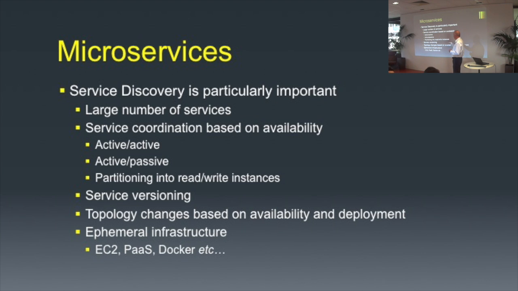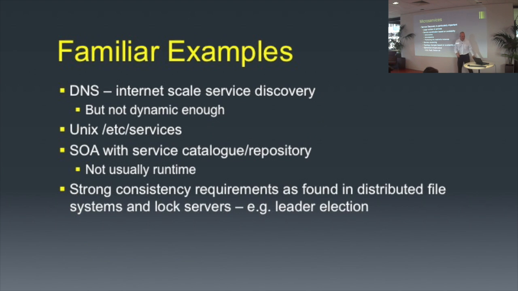And the other thing is we've often got ephemeral infrastructure. So things like EC2 in AWS, platforms as a service, Heroku, OpenShift, etc. Docker is a big thing at the moment. So the whole idea is that now the containers that our services are running in are a lot more ephemeral. They're coming and going, they're moving around within the network a lot more basically.